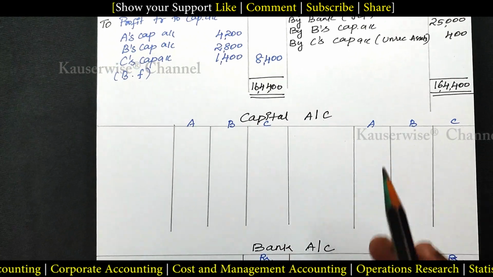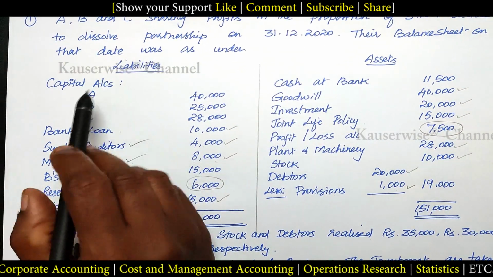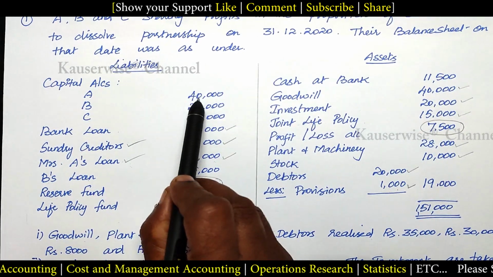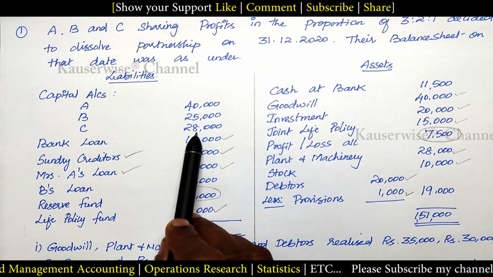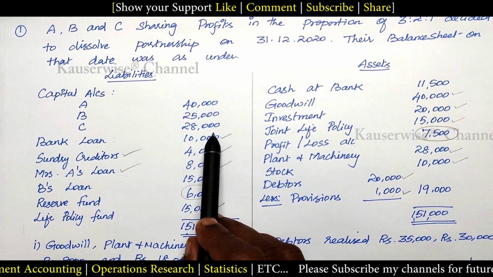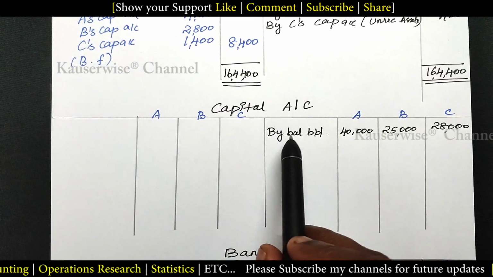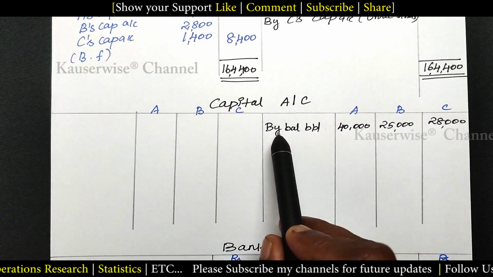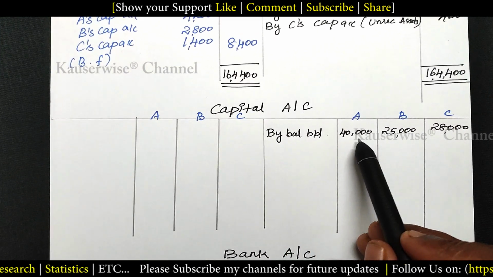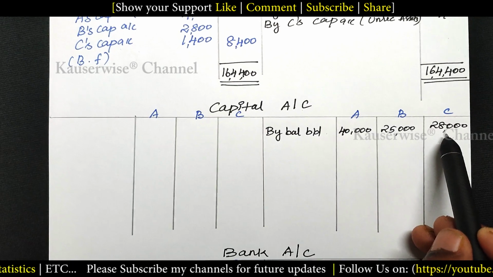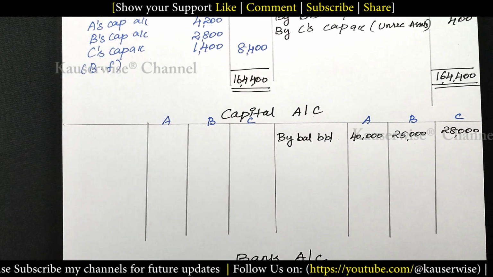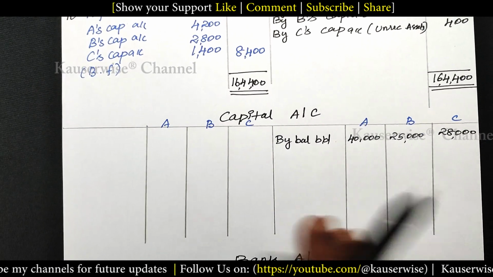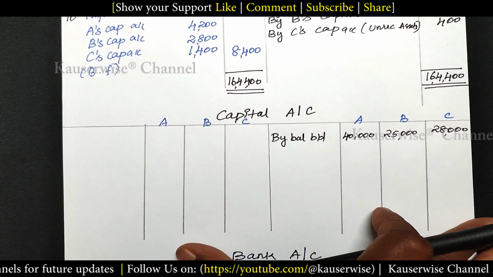Just see the problem. Under liability side, A's capital 40,000, B's capital 25,000, C's capital 28,000. This is the opening balance. Okay. See, in the capital account, we have entered opening balance. That is by balance brought down 40,000, 25,000 and 28,000. Now, see the journal entries and enter all the capital accounts related to A, B, C in the capital account.